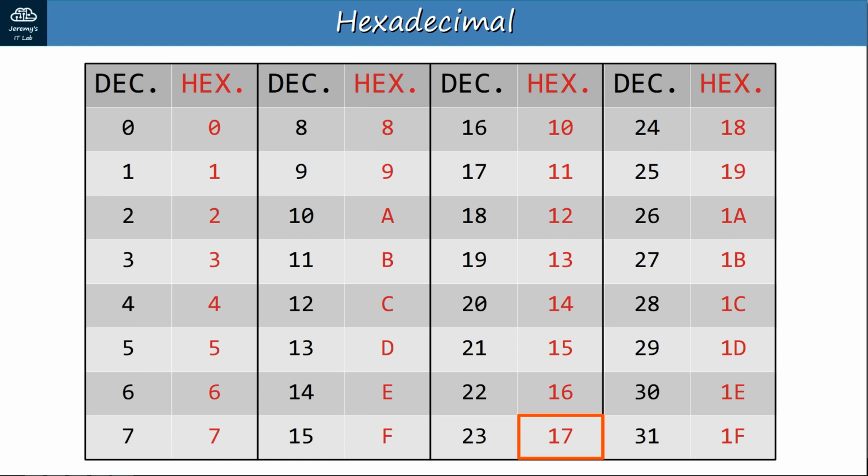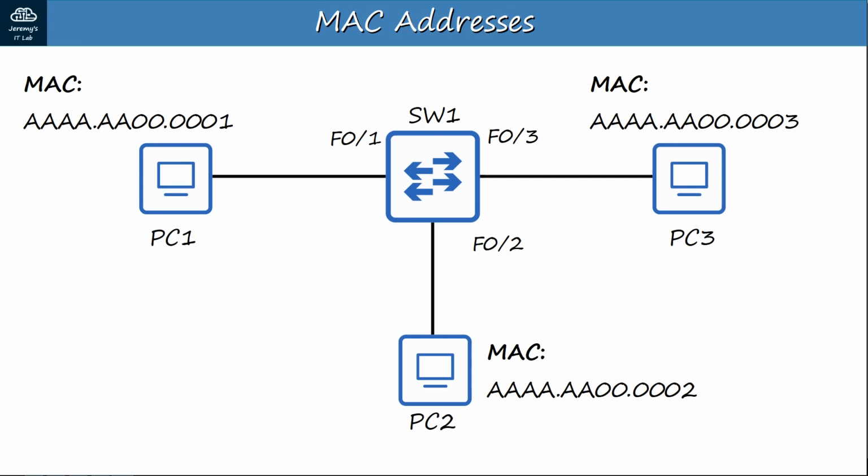Let's move on. So here's a simple network, just three PCs connected to a switch. Notice the interface names for the switch, F0/1, F0/2, and F0/3. F means fast Ethernet, so these are 100 megabit per second interfaces. I've also written the MAC address for each PC.